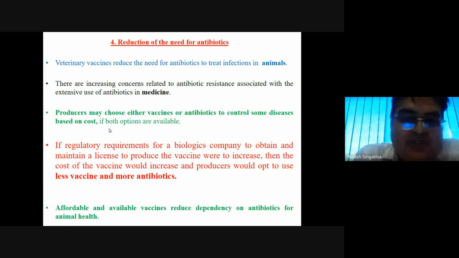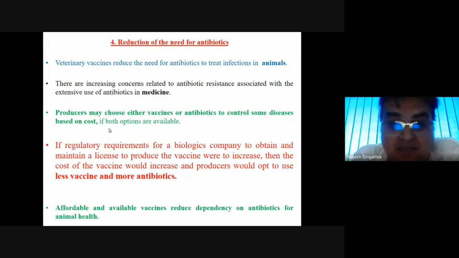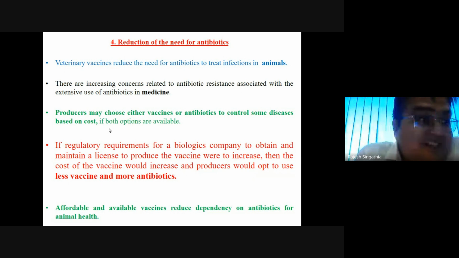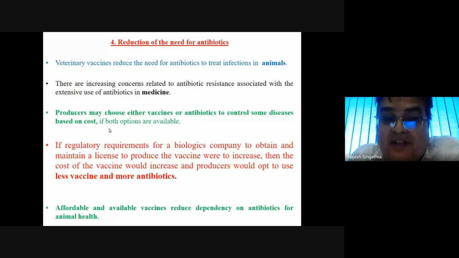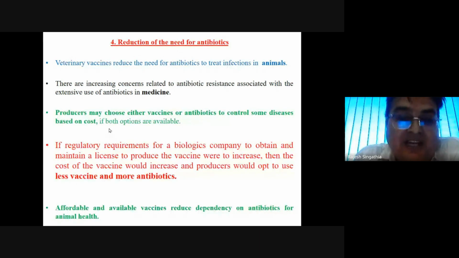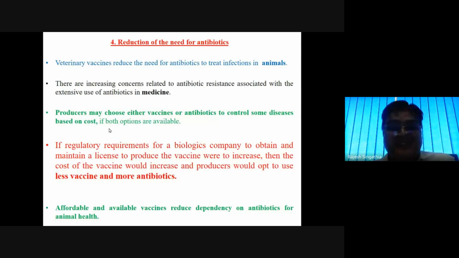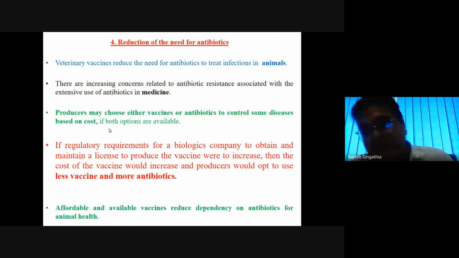Producers may choose either vaccine or antibiotics to control some diseases based on cost. If both options are available and the vaccine is costly, then nobody uses the vaccine, they use antibiotics. If the antibiotic is costly, then they use the vaccine. So if the regulatory requirements for a biologics company to obtain and maintain a license to produce the vaccine increase, then the cost of the vaccine also increases. And if the cost of the vaccine increases, then producers have to use less vaccine and more antibiotics. So this is again a problem.